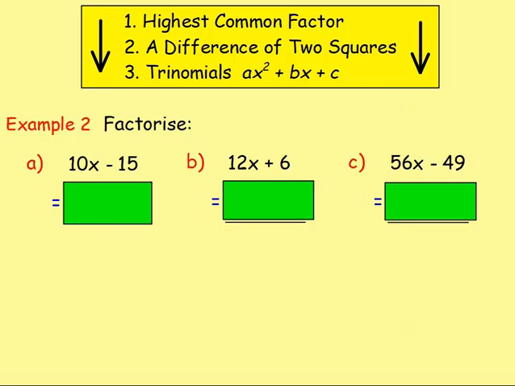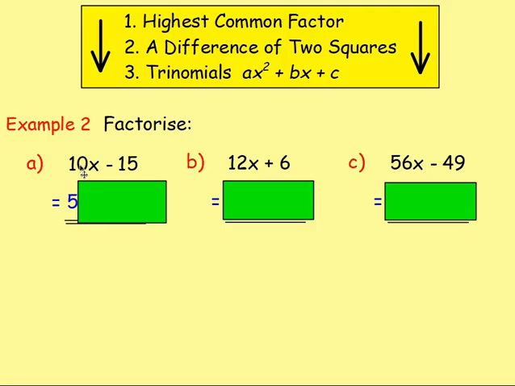Let's try some more. Factorise 10x take away 15. Highest common factor. Anybody shout it out. 5! It is 5, yeah. The biggest times table that 10 and 15 are in is the 5 times table. Or if you like to list the factors of 10: 1, 10, 2 and 5. And factors of 15: 1, 15, 3 and 5. 5 is the highest common factor.